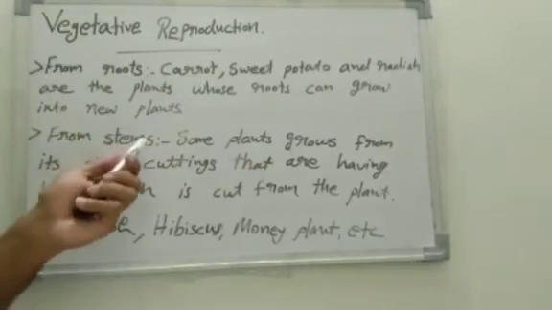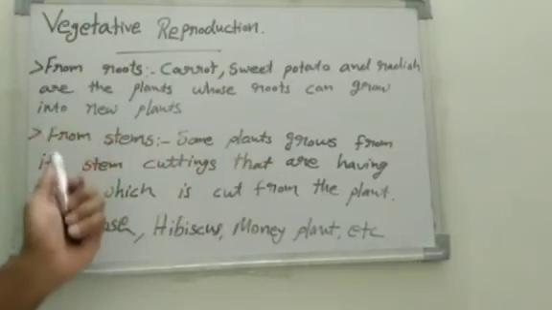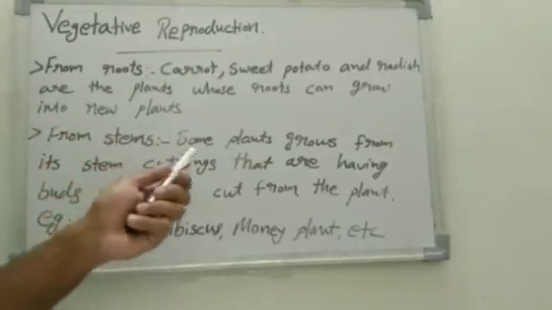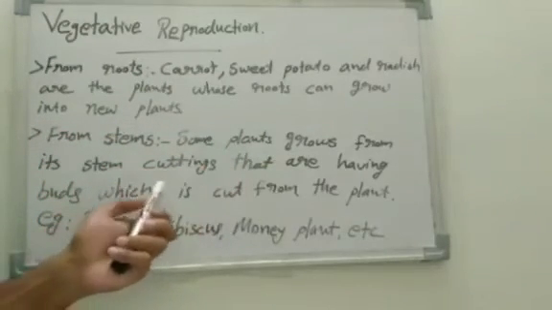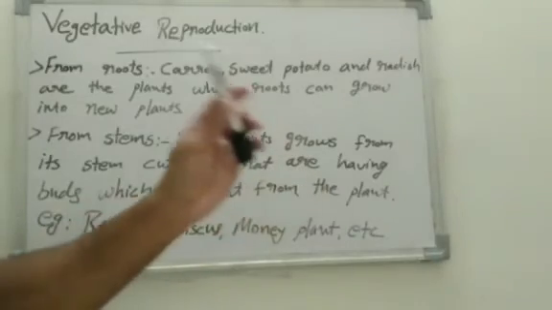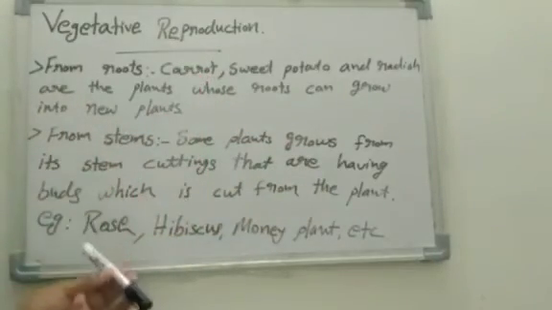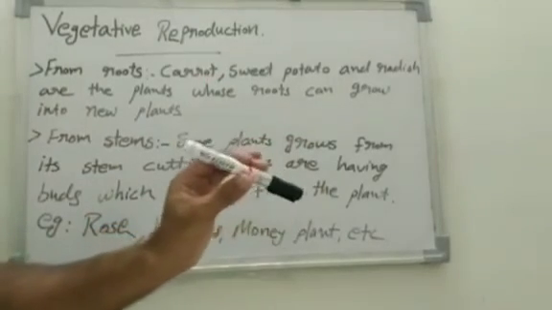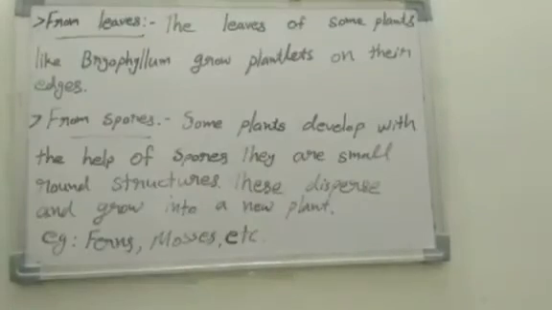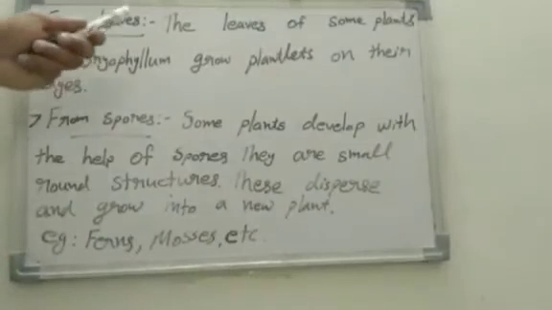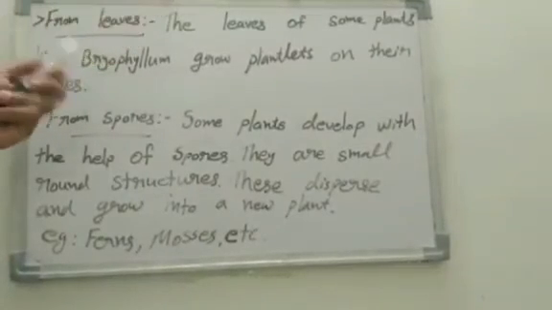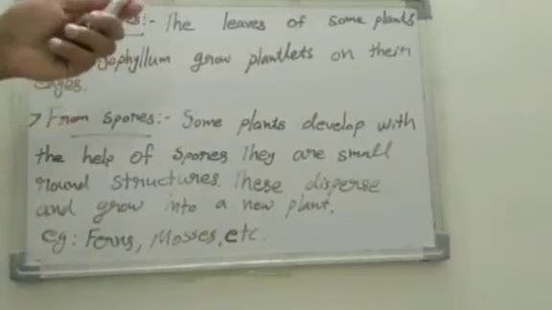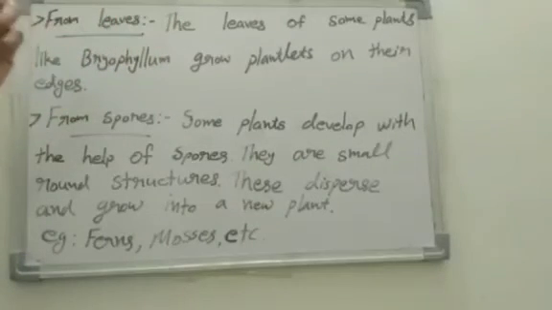Then from stems, some plants grow from stem cuttings that have buds, which are cut from the plant. For example, rose, hibiscus, money plant, etc. From leaves. The leaves of some plants like bryophyllum grow plantlets on their edges.